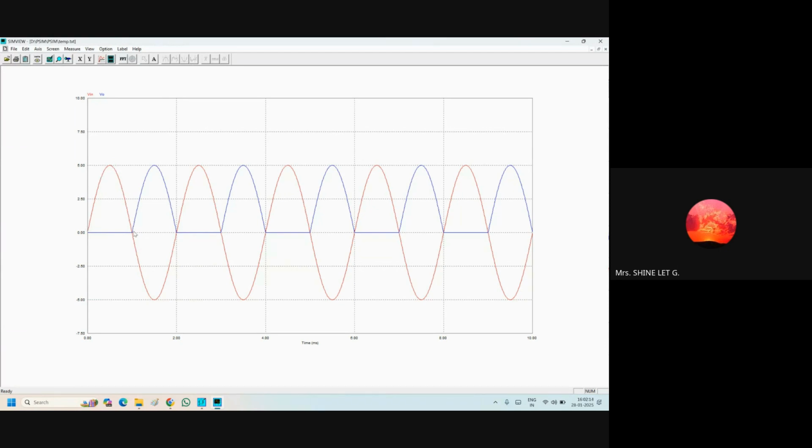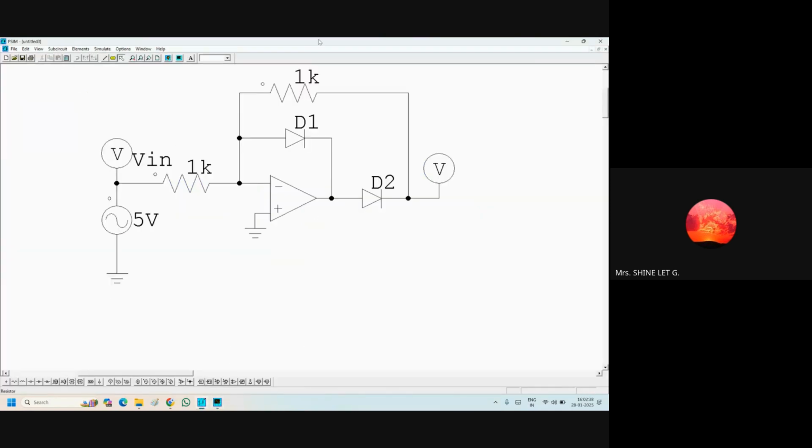In the positive half cycle the output is 0. The negative half cycle has become a positive half cycle. So this is a half-wave rectifier. In the positive half cycle D1 will be on and D2 will be off. In the negative half cycle D1 is off and D2 is on, so the negative cycle will get in. If we want to amplify the output, the feedback resistor Rf value should be greater than the input resistor. If no need to amplify, then the resistors should be the same.